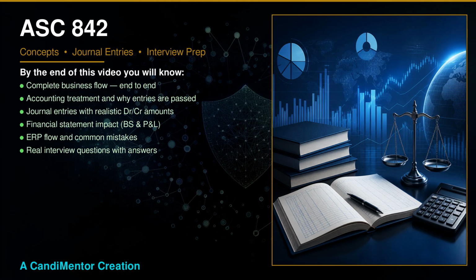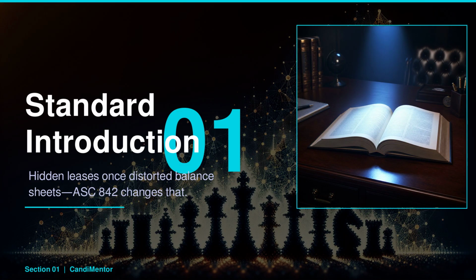Before ASC 842, companies often concealed leasing obligations, making balance sheets misleading. Imagine a company with $100 million in off-balance sheet leases. Investors couldn't see these liabilities. ASC 842 transforms transparency, requiring operating leases to be on the balance sheet. Understanding this standard will reveal how it enhances financial clarity and impacts corporate reporting.